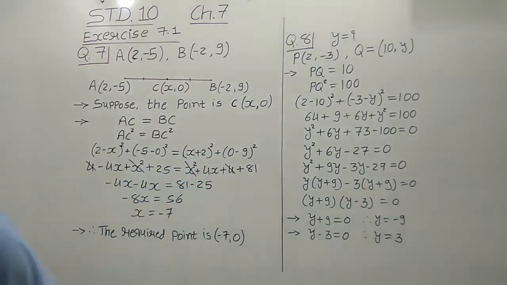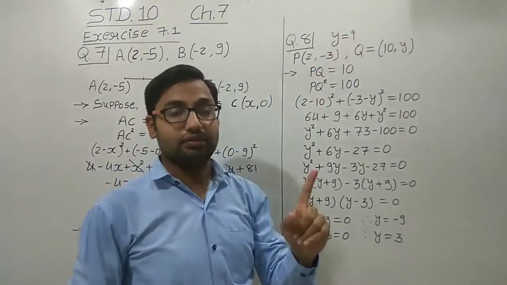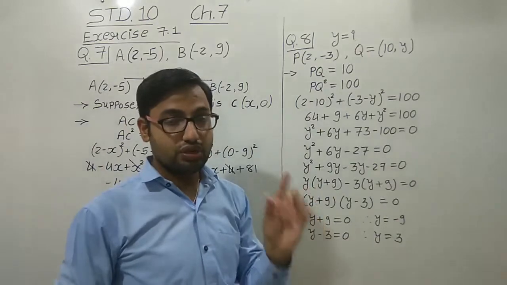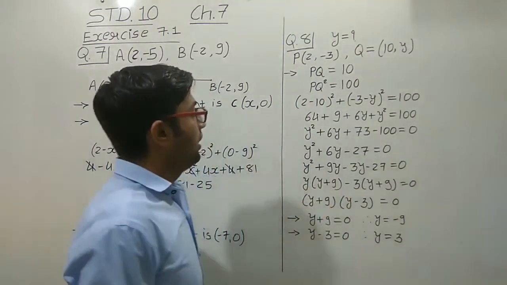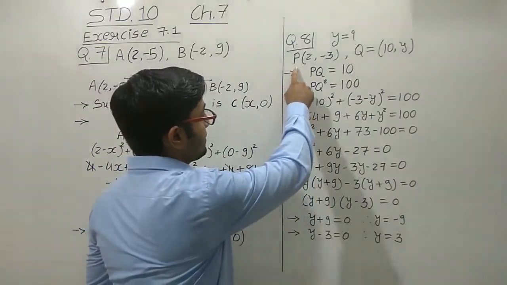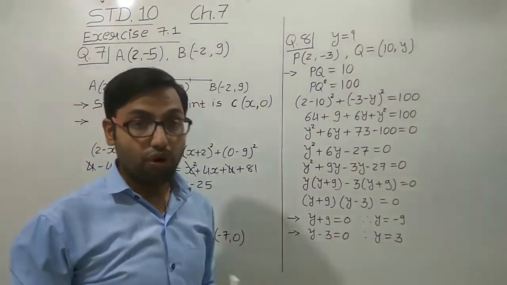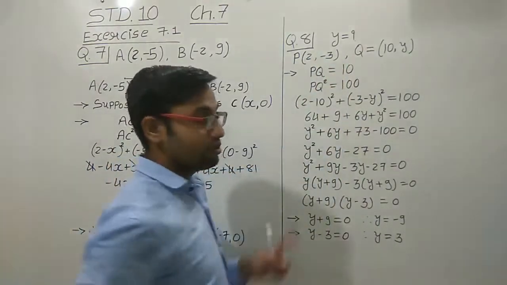One thing we have been given is: find the values of y. Values of y means a plural word is given, so here we can find more than one value of y. We have one point P, that is (-2, -3), and the second point Q, that is (10, y). One more thing we have been given is that the distance between these two points PQ is equal to 10 units.